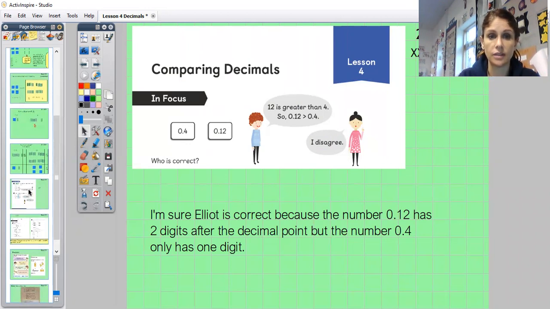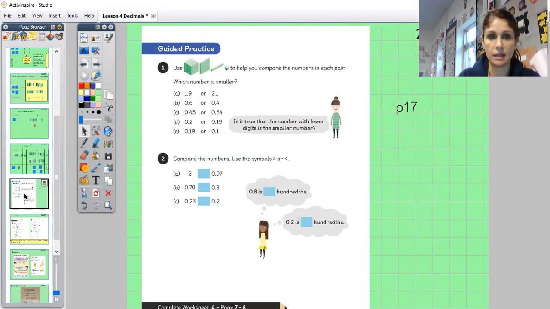Okay, good stuff, guys. Hopefully you've understood that. So your guided practice today then. You need to look on page 17 for your guided practice. And it's given you some of the blocks again. They all mean the same thing. So you're thinking about which number is bigger. And I want you to have a go at using your more than and your less than symbols here.